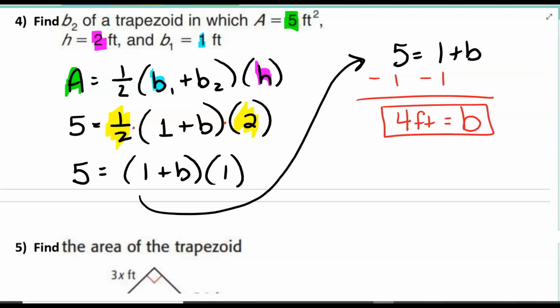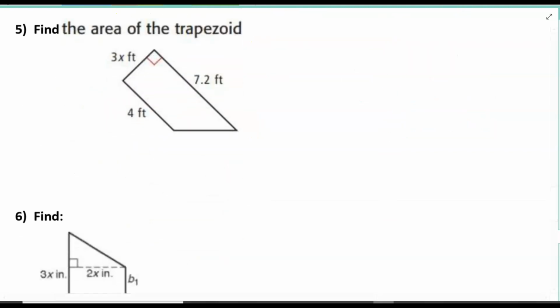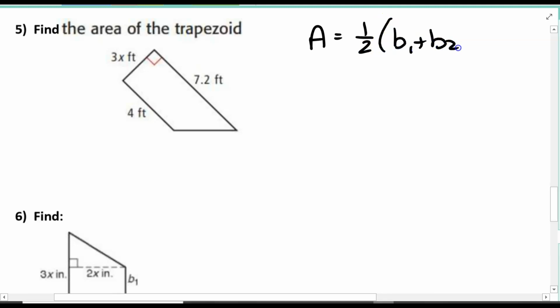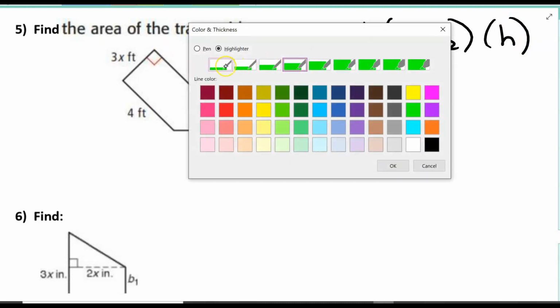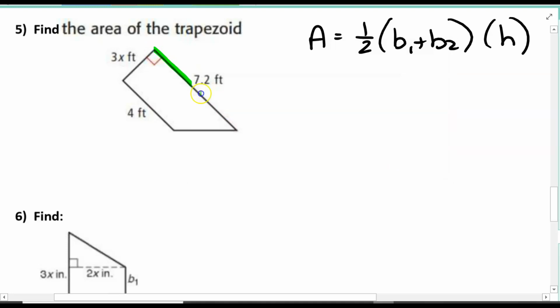Question 5. Start off with your formula once again. Remember that your bases are always going to be the parallel sides. I don't care how stretched your trapezoid looks. I don't care which way it's oriented. These are your bases. Your height will always be the distance between those bases.